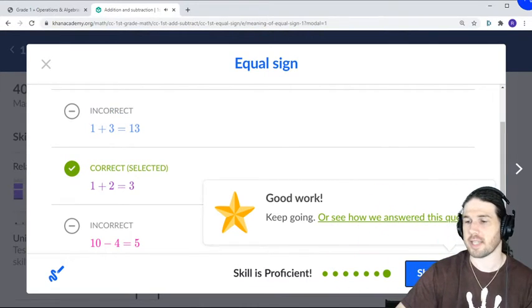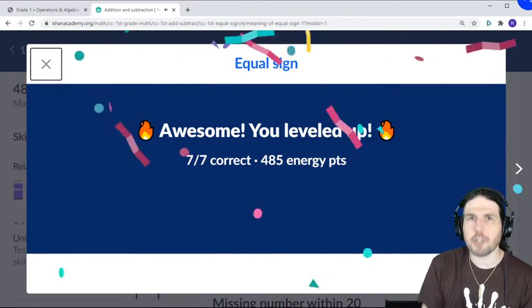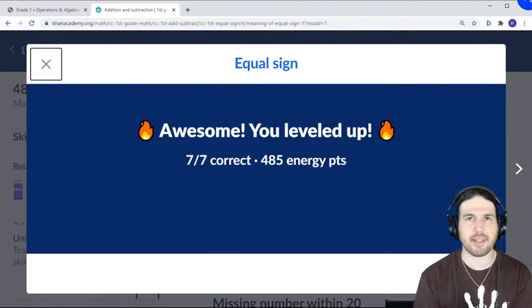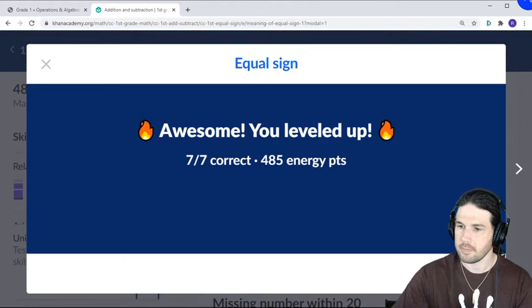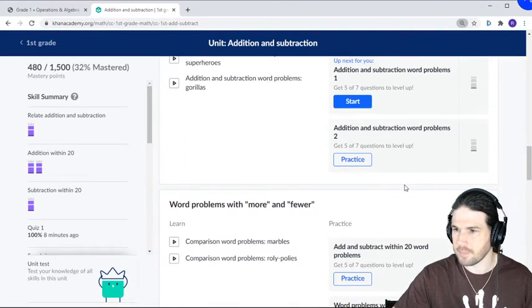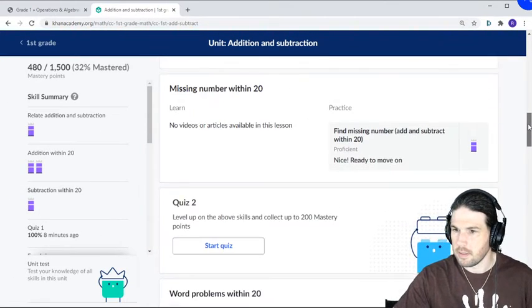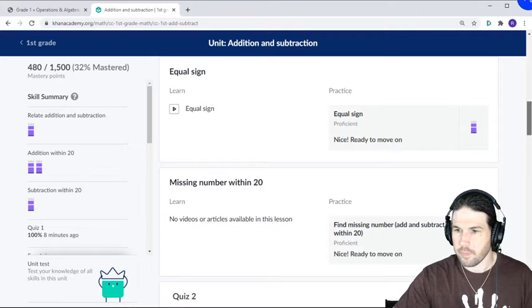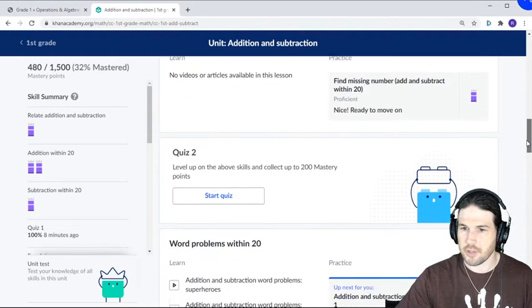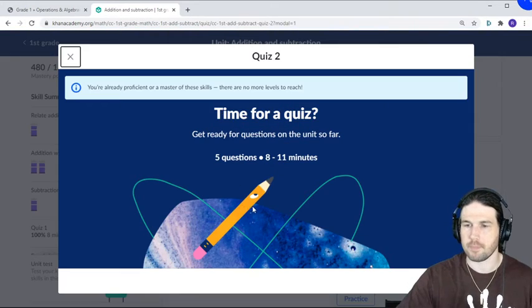So that's it on the equal sign. So we're just showing students what the equal sign means. Like, by the time you get to 6th, 7th grade, you know that, but this is where we learn it. All right, let's see, where are we at? We found the missing number. We had equal sign. So now we're up to quiz 2.